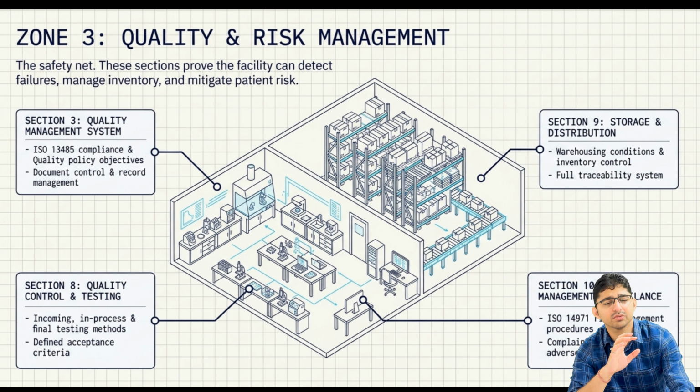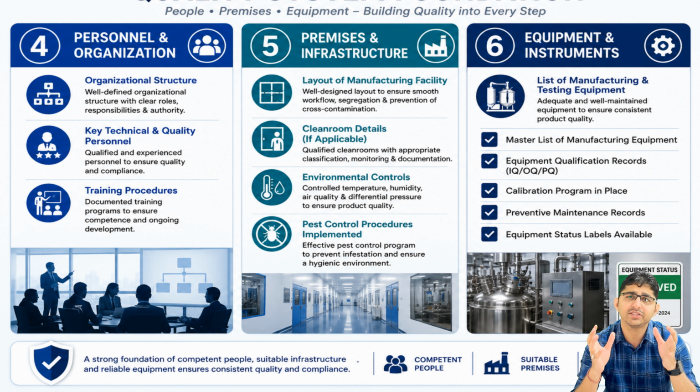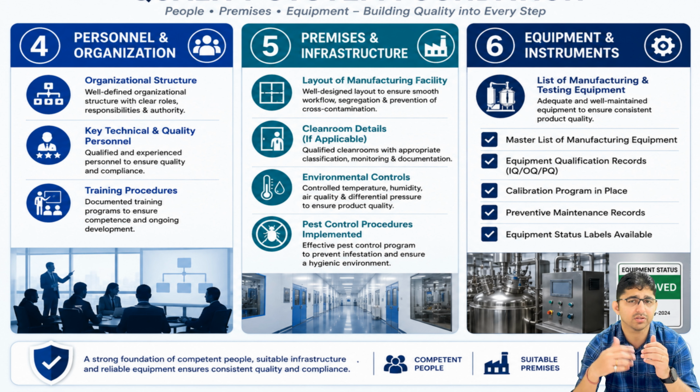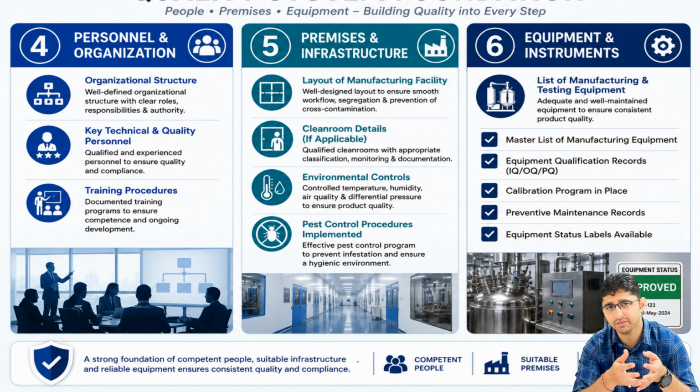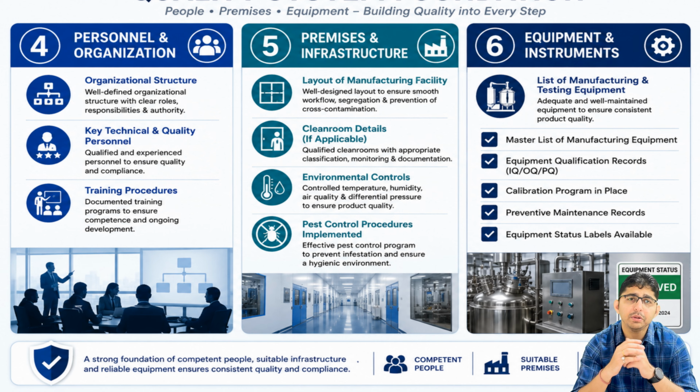Fourth, we are also going to talk about the personnel and the organization, like how your organizational structure looks. What is the hierarchy? Is it a flat hierarchy, or top to bottom, or bottom to top, right? Who are the key persons involved in the manufacturing activity, I mean the key technical and quality persons? How are we going to impart the training? I mean basic information, which SOP links with what training procedure.